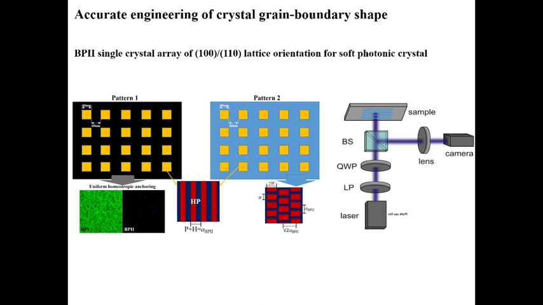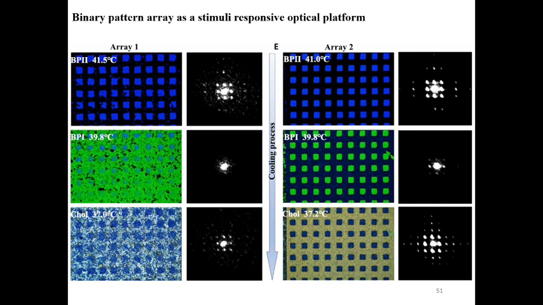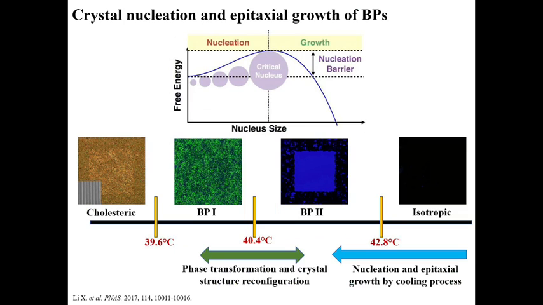So based on that information, we started to design this crystal grain boundary shape, where we patterned two different orientation areas, and we found that it provides a very good binary pattern array as a stimuli-response optical platform, which can indicate the refraction of the incident laser compared to the boundary that is pretty well maintained, compared to the case without any controllable boundary here. So with those systems, I'm going to go quickly, I have a few more slides.